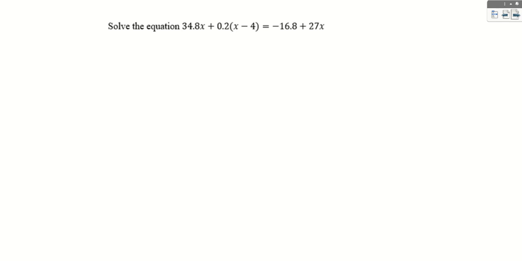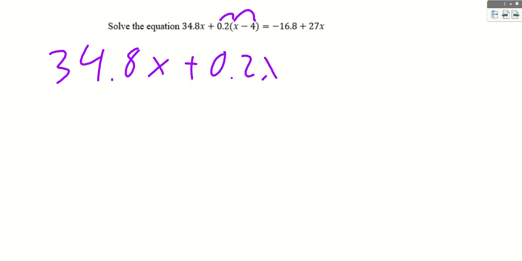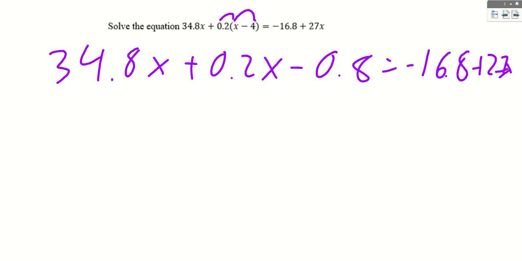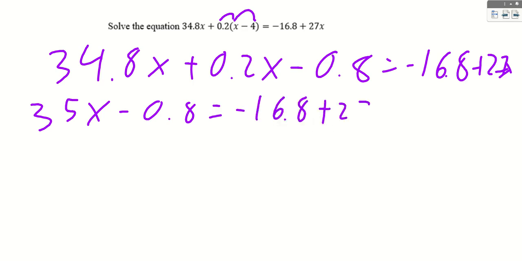All right, solve for the equation. I'm going to distribute to both sides, and then I get 34.8x plus 0.2x minus 0.8, and that's going to equal 16.8 plus 27x. I'm going to combine my like terms, and I get 35x minus 0.8 is equal to 16.8 plus 27x.